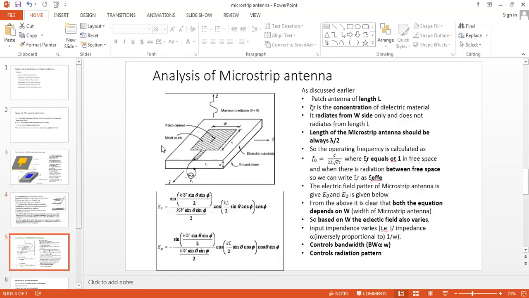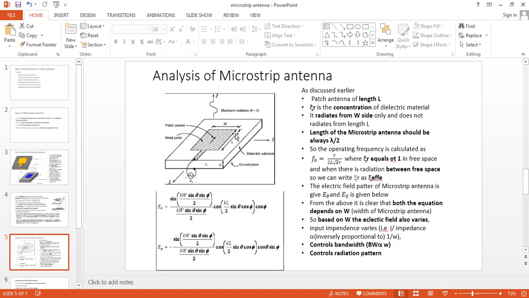Okay, analysis. We are going to analyze. As I told you, this is the length. The patch length is considered as L. Diagram is here. I told you the radiation will be only along the W side, that is the width side, not along the length side. The dielectric material has permittivity epsilon. The radiation is only from the W side and not from the length side.